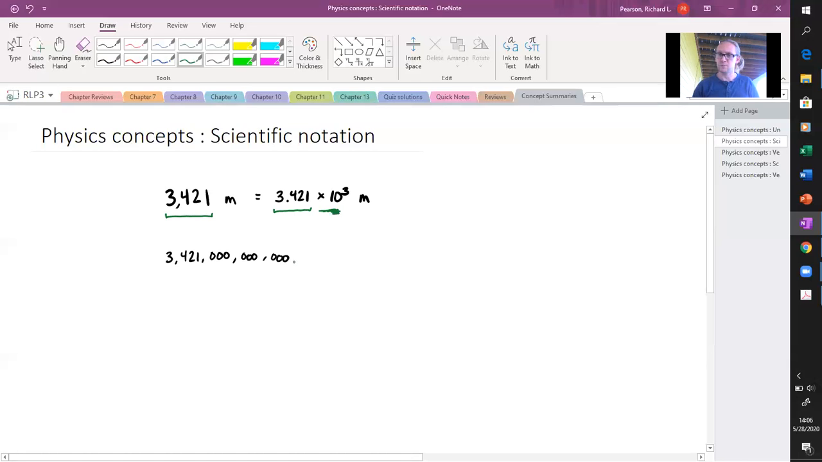So where is our decimal? Oops, I forgot my units. We'll call this meters again, right? So our decimal would be right here. And so all we're doing is we're going to move the decimal over, and we're going to count how many times we move it over, right? So where we want it to be is we want it to end up right there, to look very similar to this. So we're going to have something that looks like 3.421 times 10 to the what, right? And that what is what we're going to do right now.